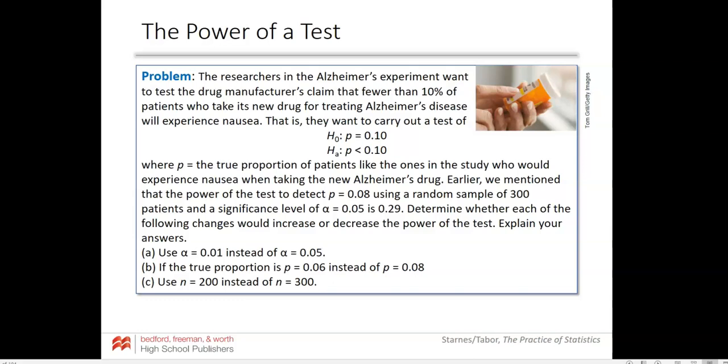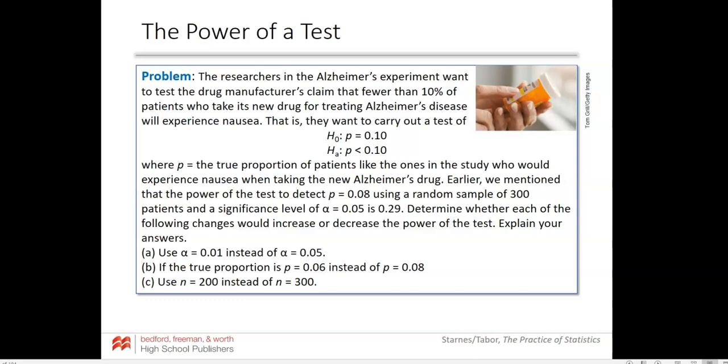So earlier we mentioned that the power of the test to detect p equals 0.08, using a random sample of 300 patients and a significance level of alpha equals 0.05, is 0.29. So the power is 0.29. Determine whether each of the following changes would increase or decrease the power of the test. Explain your answer. This would be good if you could get all three of these right.